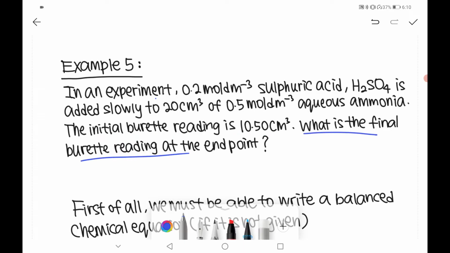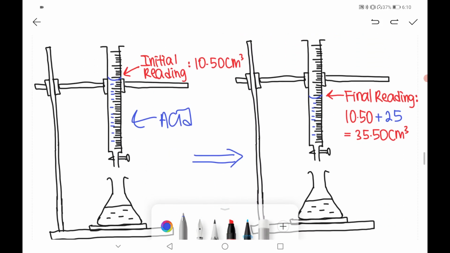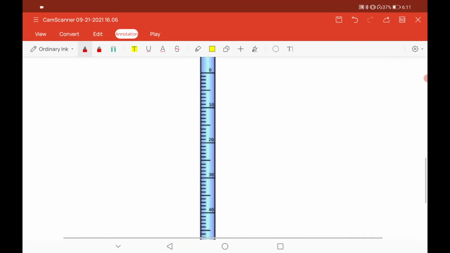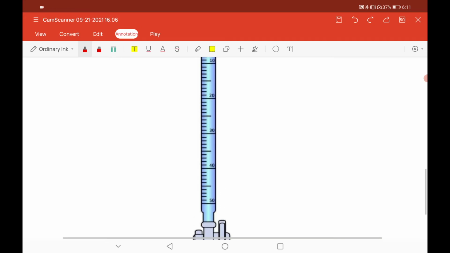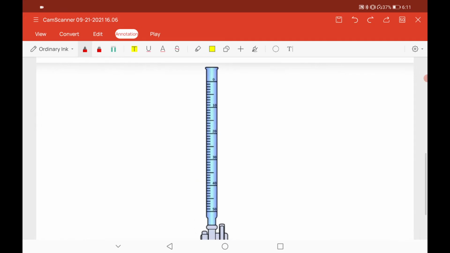So what is the final burette reading? I said just now, the burette is very special. The more acid you use, the value will become bigger, right? Remember, the burette reading is upside down. Small value on top, big value at the bottom. So if initially we have a lot of acid, the value is very small. If we use a lot of acid already, when the acid left is a little bit, you can see the reading here is very big. So make sure everyone knows this.